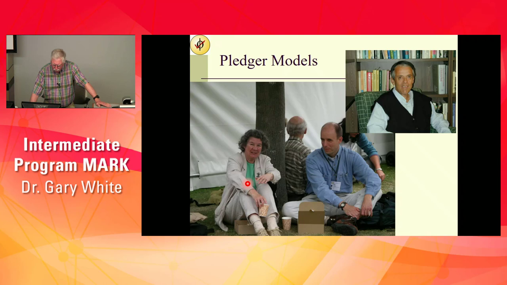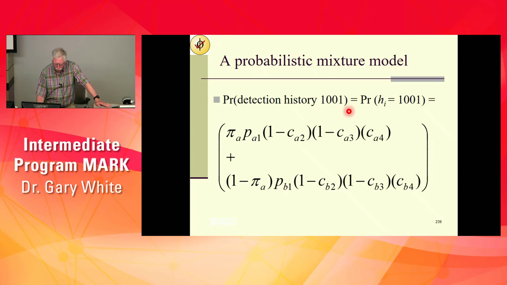So the basic idea is you've got an encounter history that looks like this, probability of detection, 1001, say. So what's the probability of that history? Well, you've got pi A times pA1, 1 minus cA2, 1 minus cA3, cA4. That's mixture A and its probability. Plus, down here's mixture B, which is just 1 minus pi A, and then pB1, 1 minus cB, and so forth and so on. And you wouldn't think these things would do much, but they provide a fair amount of flexibility. They do some weird stuff every once in a while, too, that you're going to find out. I think we've done a lot better now.